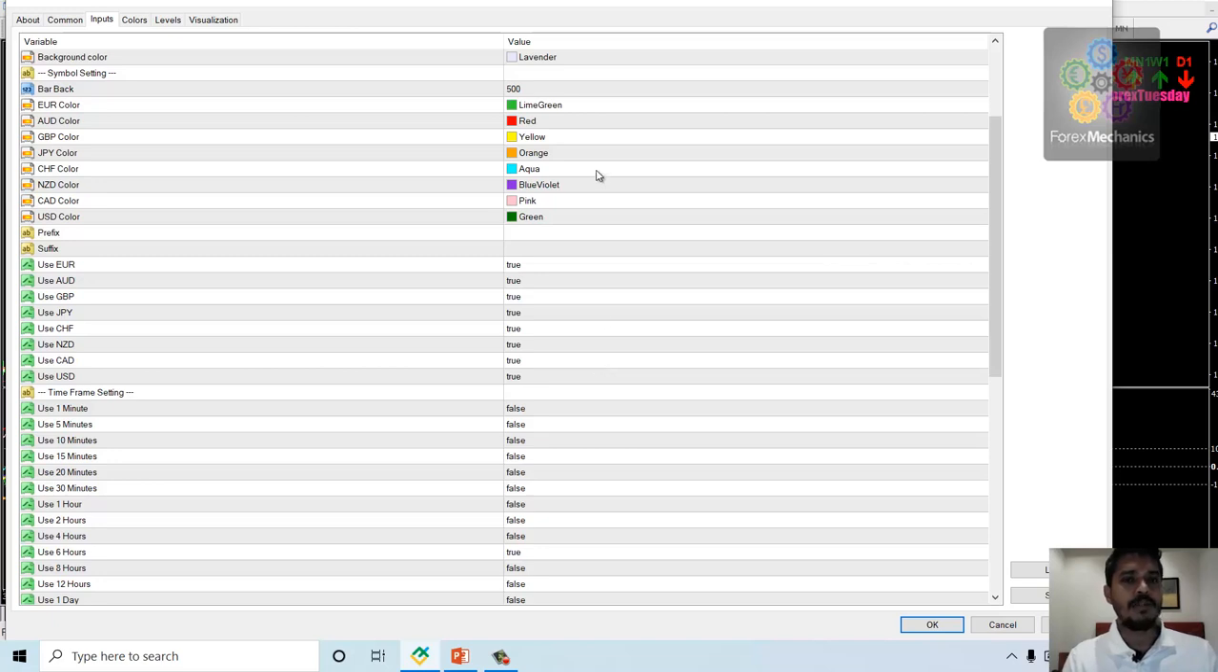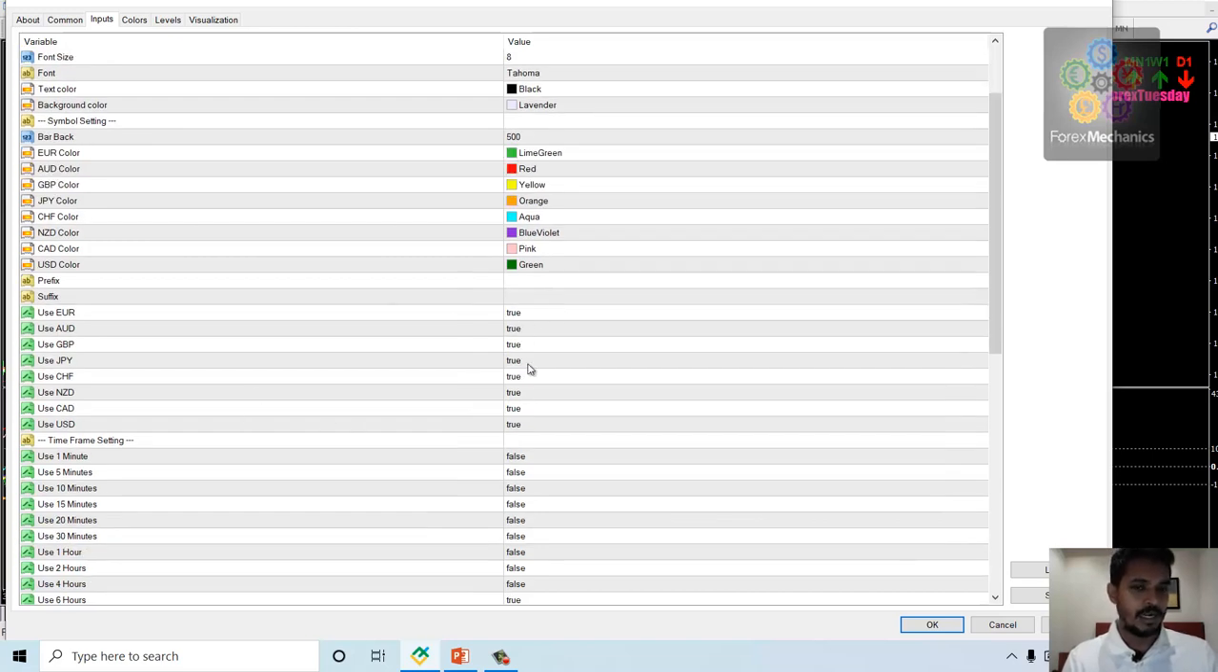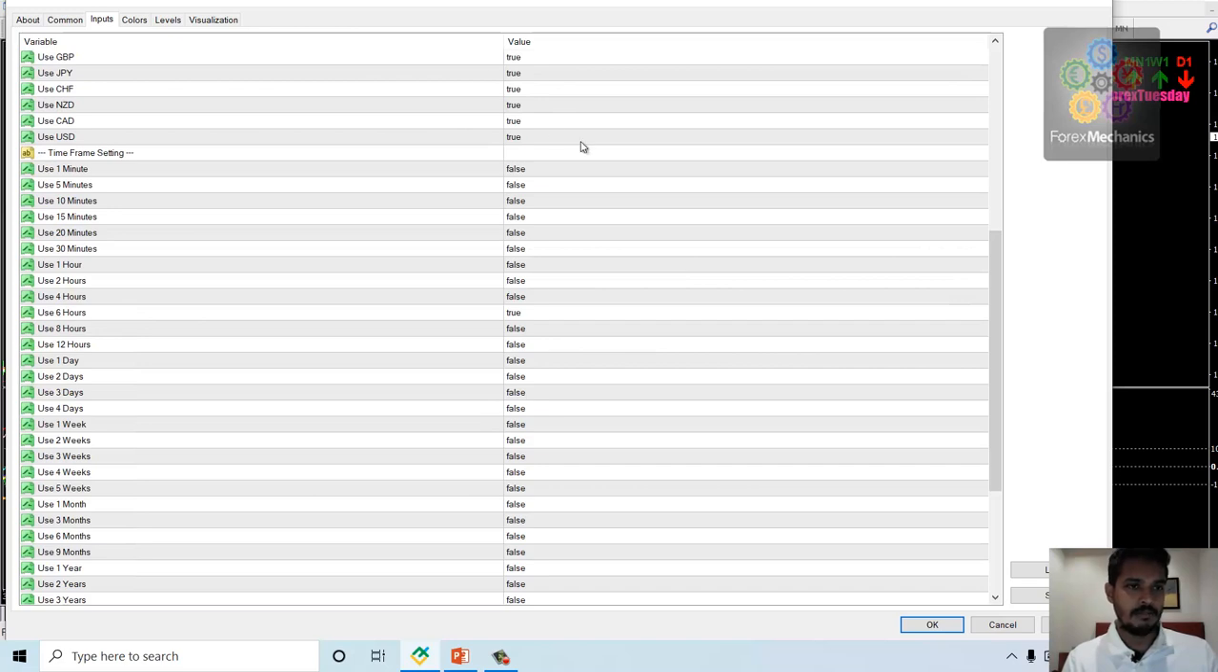It's got multiple settings. You can change the colors of your choice, and obviously you can track multiple currencies at the same time. So if you mention all this as true, you can see all the currencies here. If I mention it as true, you can track all the currencies.